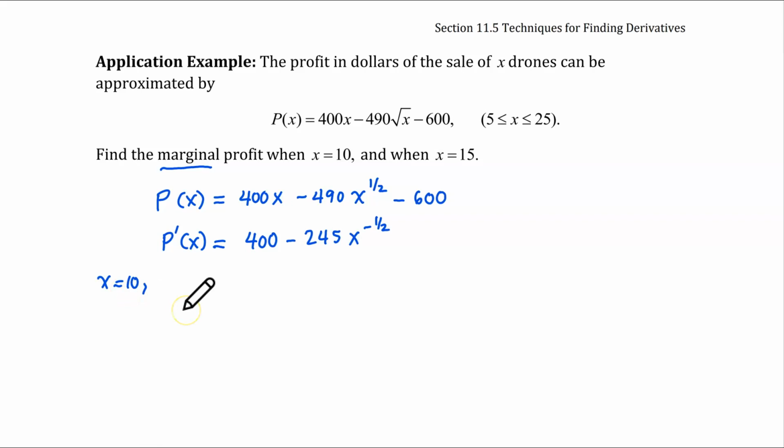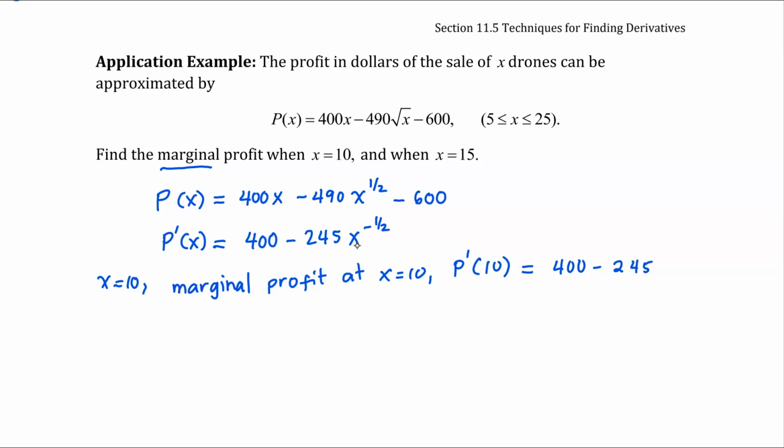Therefore, at x equals 10, the marginal profit is given by P prime of 10, and we just plug it into this equation. You have 400 minus 245, and then you have negative 1/2 here. So that means over the square root of 10. Then go ahead and plug this into your calculator.